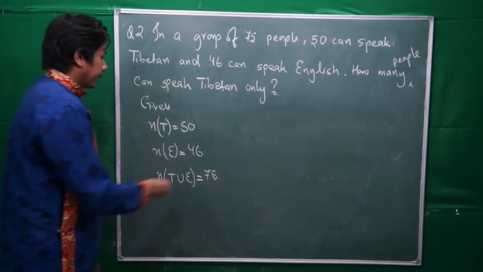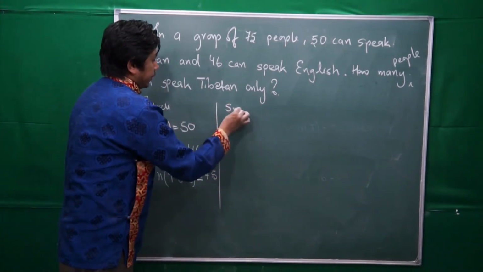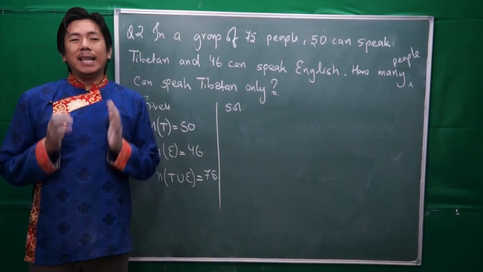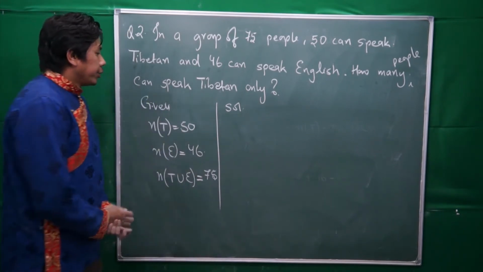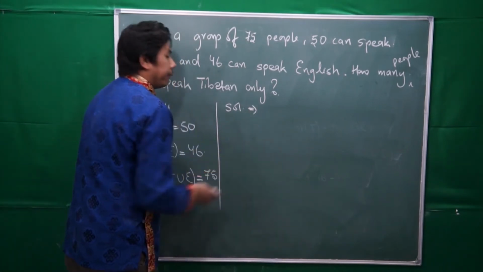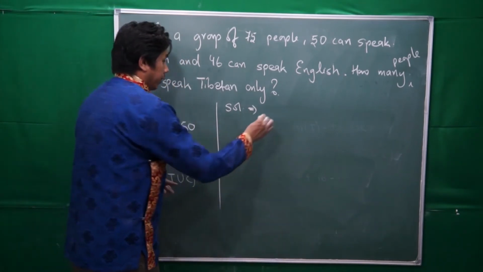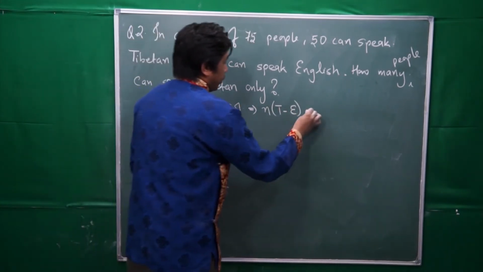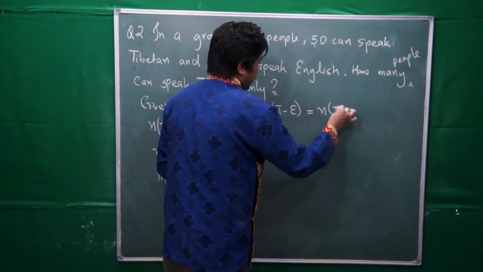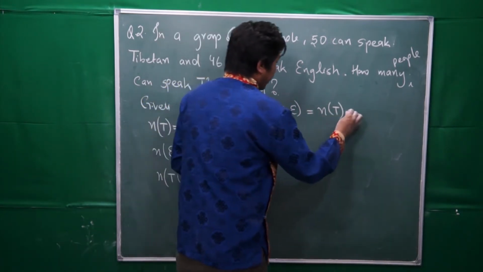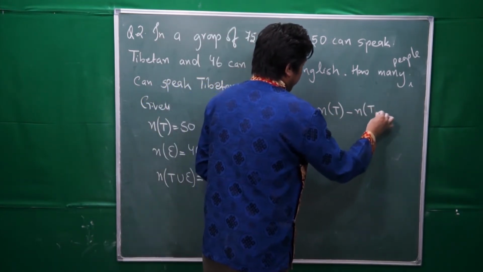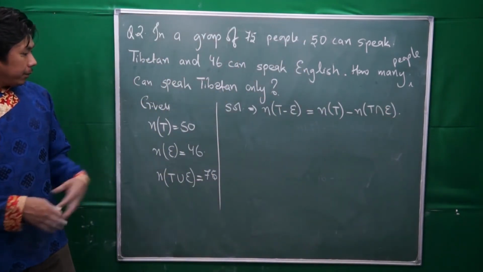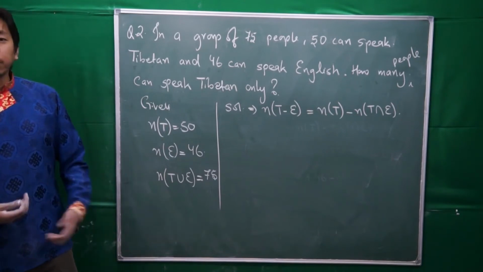Clear? Okay. Now for the solution part. What needs to be found is how many people can speak Tibetan exclusively. So for that, from the previous relation that we discussed, you have to find number of Tibetan minus English, which is equal to number of Tibetan speaking people minus number of people speaking Tibetan intersection with English. Now from the values given, you can see clearly there is no intersection value.